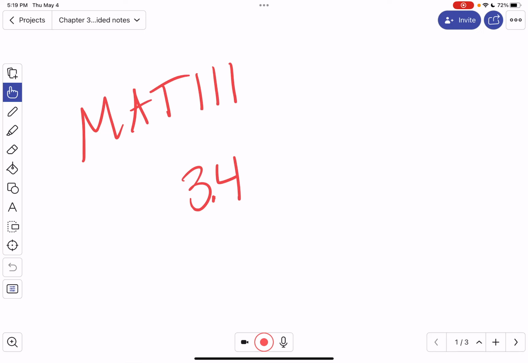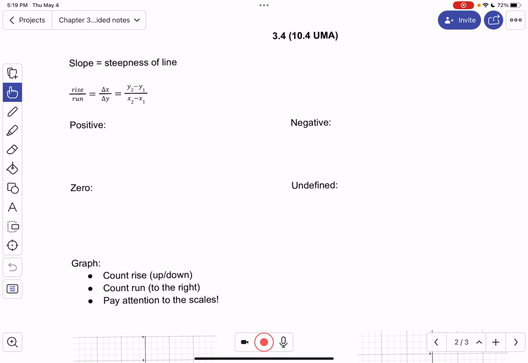This section is going to go over Math 111 3.4. Continuing back with graphing, slope is the steepness of a line. So when we talk about the slope, we're talking about how fast it goes up and over while we're going. A way to remember that is rise over run.